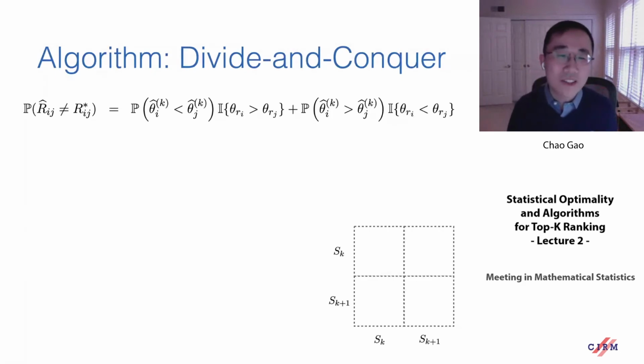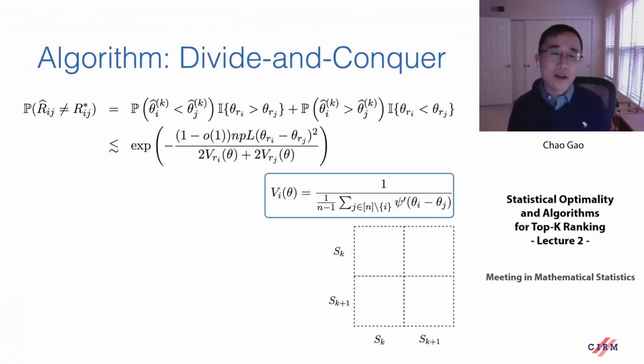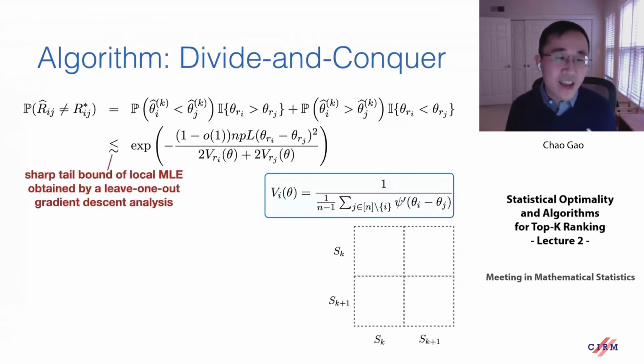And this probability can be shown to be bounded by this exponential function. And here the denominator is our variance function that we just defined. And the way that we obtain this sharp tail probability bound of the local maximum likelihood estimator is given by a leave-one-out and gradient descent analysis. So I revealed this technique in my Tuesday's talk when I discussed the problem of top-K ranking, right?